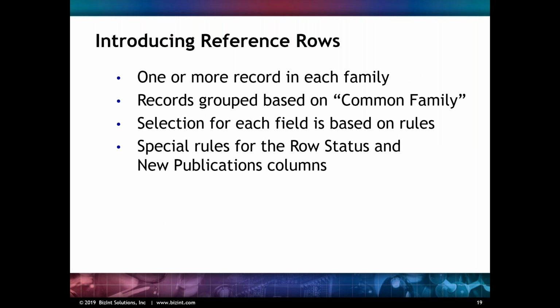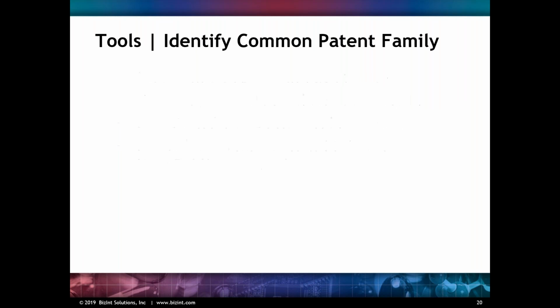And this is where reference rows really comes in handy. What reference rows does is take one or more records that are related to a family and then group them together and let you choose, for each field, what is the representative value in each field based on rules. And in version 5.3, there are now new rules for row status and new publications columns.